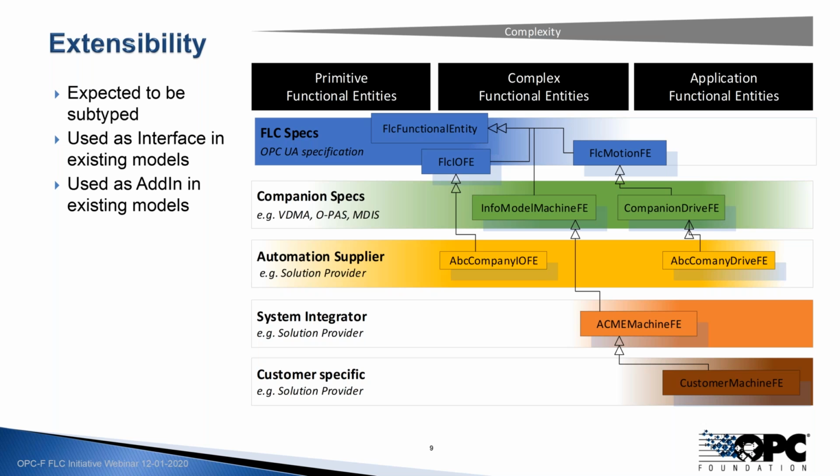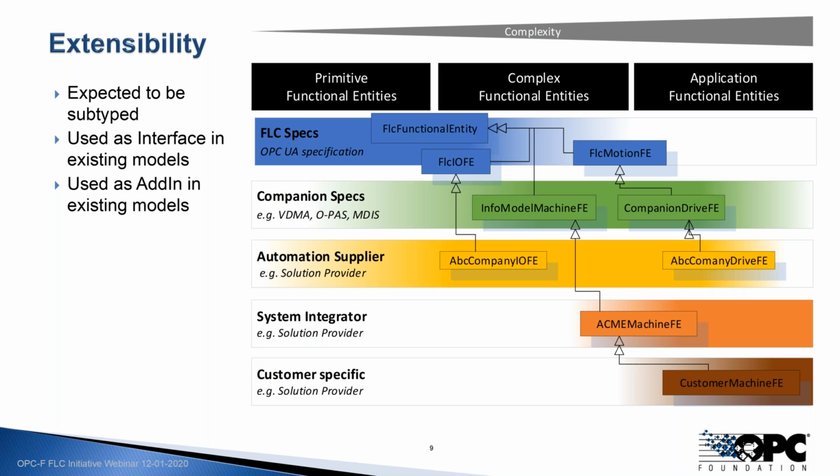It's either defined in companion specs. FLC is working on some, so the motion control one will define some standard information that's expected in the motion world. Existing companion specs can utilize it, or can add their own information models. So VDMA or the Open Process Automation Forum are all defining information models, and these models can be used as part of the functional entity model.